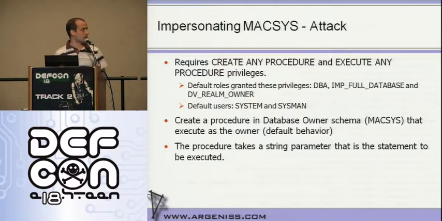Let's move now to the impersonating Maxis attack. This one requires create any procedure and execute any procedure privileges. So it basically has two steps. First one is to create a procedure in the Maxis schema, and then we just execute this procedure which we have created. As we know, Oracle by default executes the stored procedures with the privileges of the owner of the schema. So if we are able to create a stored procedure in the Maxis schema, we can execute statements as this Maxis user.